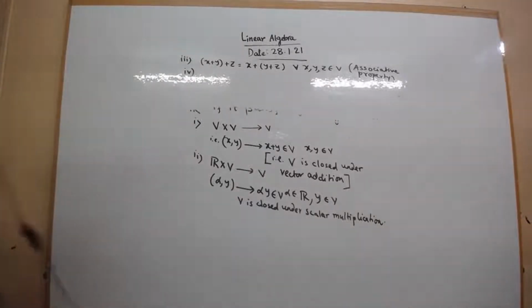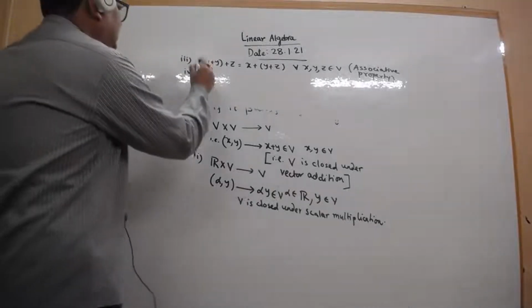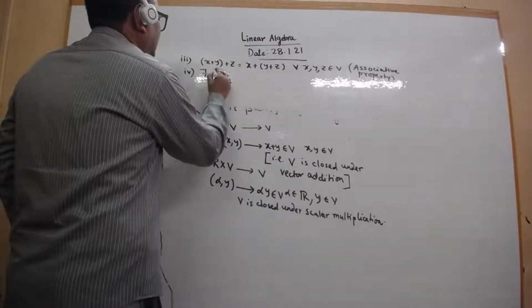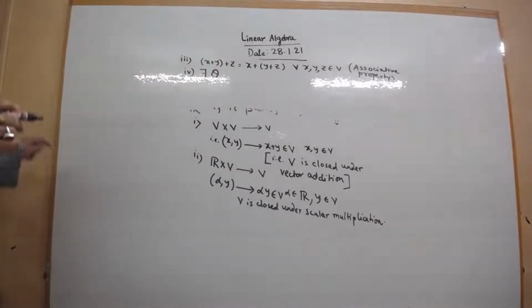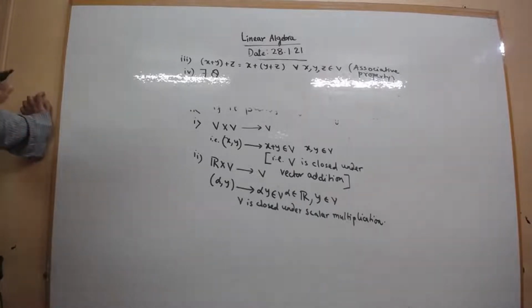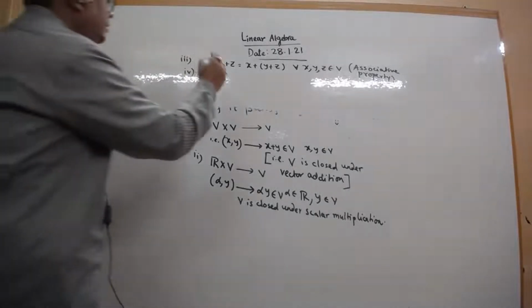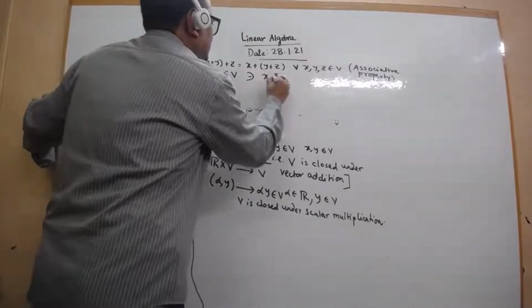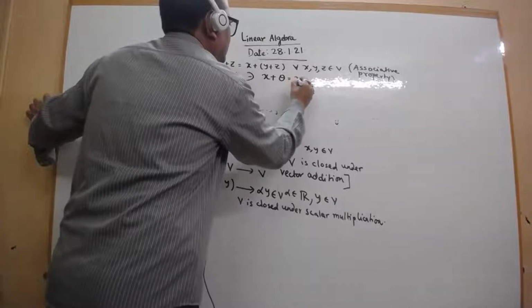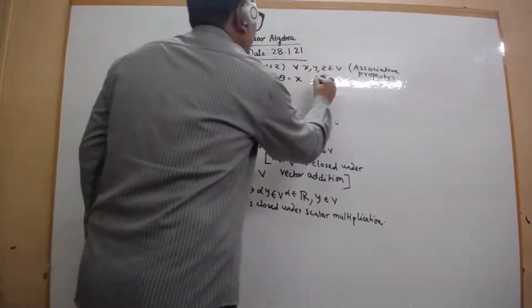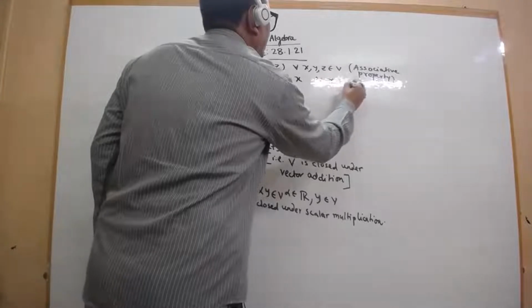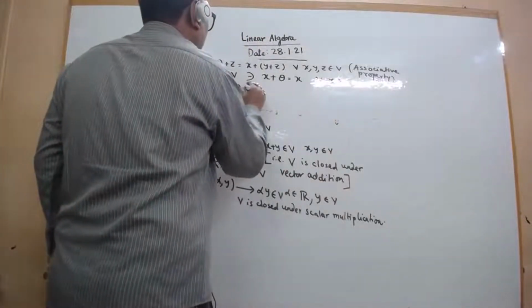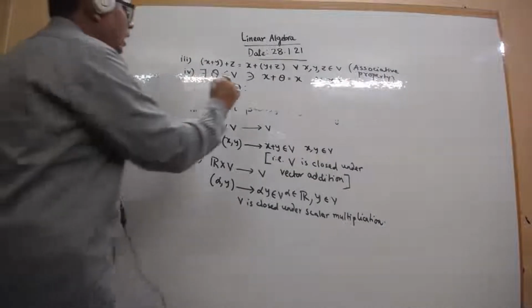Next axiom. There exists theta, this is the null element. There exists theta such that x plus theta equals x for all x belonging to V. This theta is called the null element.